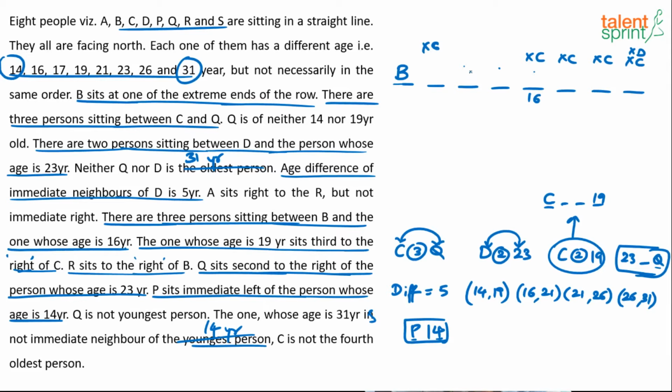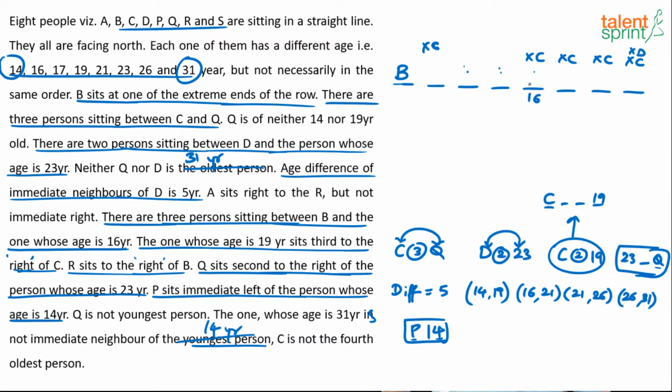Now, where exactly will C come? Either here or here. Let's assume C comes here in this position. If C comes here, then there should be a gap of 3 places, then Q. Of course, Q cannot come on the left of C. It has to be on the right. So C here, dash dash dash Q. But if Q comes here, we also know that 23 dash Q is the arrangement. So if Q comes here, this should be 23. But is this 23? No, this is 16.